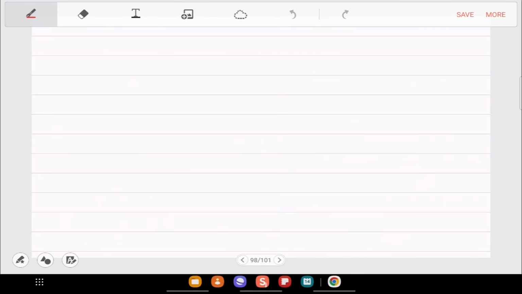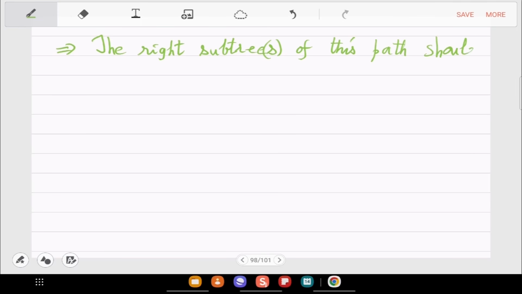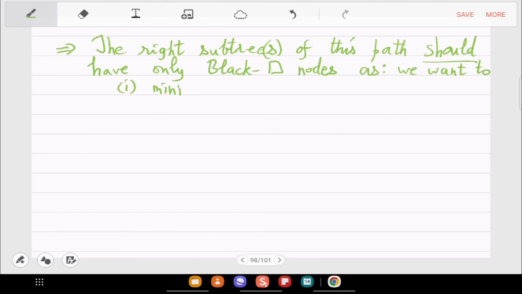Now, maybe one line can be said about that. Of this path, all the right subtrees of this path should have only black nodes as you want to minimize the size. Basically just this one reason.